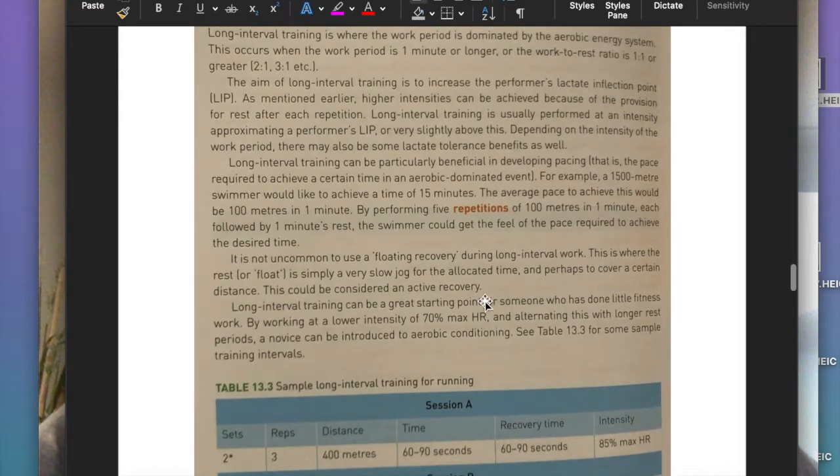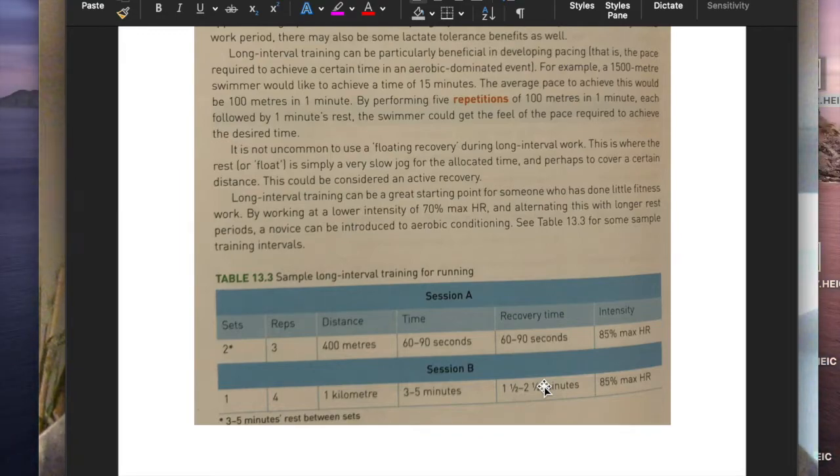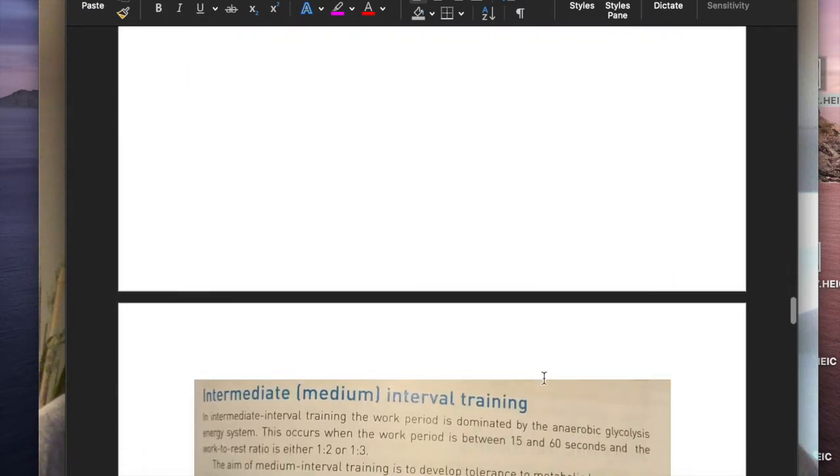Long interval training sessions would like to achieve 15 minutes here. There's that swimming example. And the aim here is to increase the lactate inflection point by being able to achieve a higher intensity. This athlete, instead of just running 4 kilometers non-stop at a really good pace, was able to run one, have a rest, run another one, have a rest. And during that rest period, we know that the excess oxygen will be helping to get rid of some of those lactic acid and hydrogen ions.